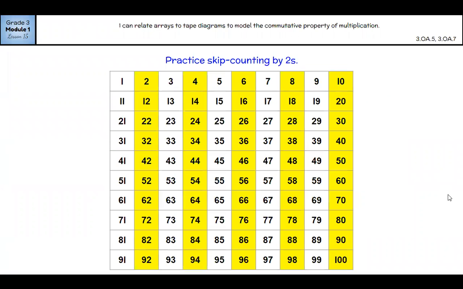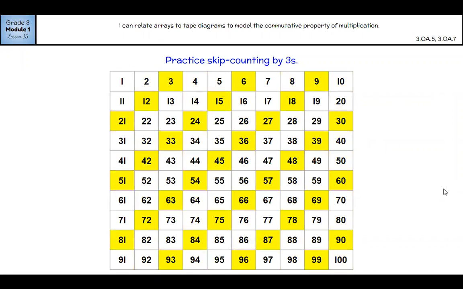Okay, what I'd like you to do is practice skip counting by twos after you pause your screen. Go ahead and pause your screen and practice skip counting by threes.